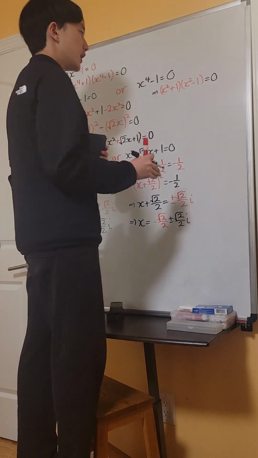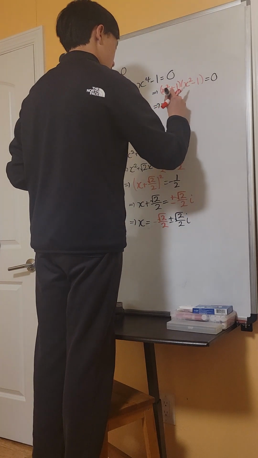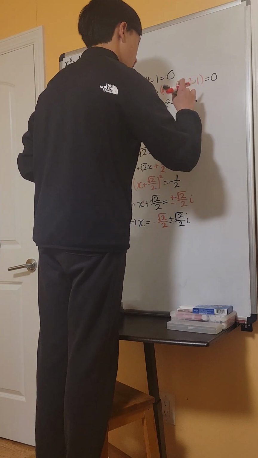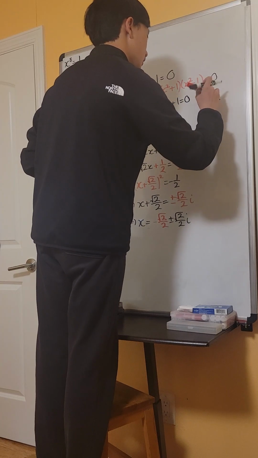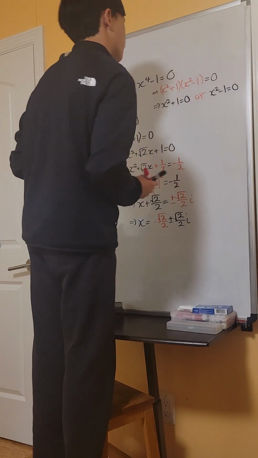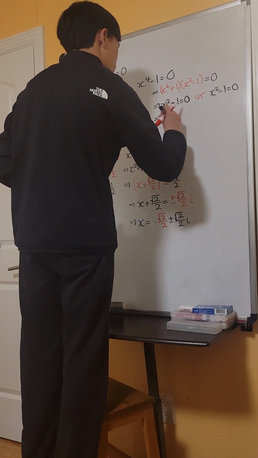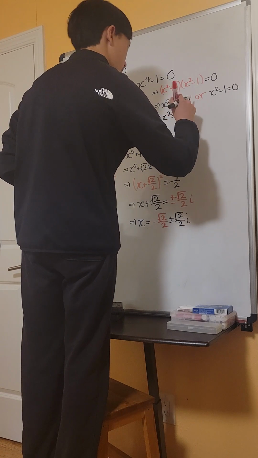Right-hand side still equal to 0. And then each of these is now equal to 0, so you get x squared plus 1 is equal to 0, or x squared minus 1 is equal to 0. And then finally, x squared is equal to negative 1. Just move the 1 over, right?